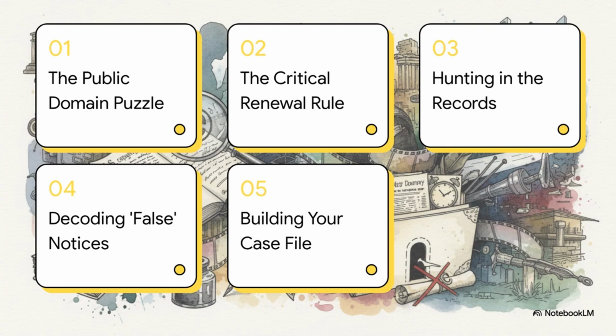Here's our game plan for solving this thing. We're going to start by getting a handle on the public domain itself. Then, we'll uncover this super important rule that's basically the key to unlocking older works. After that, we'll get into the nitty-gritty: how to hunt for clues in the official records, how to spot misleading notices, and finally, how to build a rock-solid case file to protect yourself and your work.